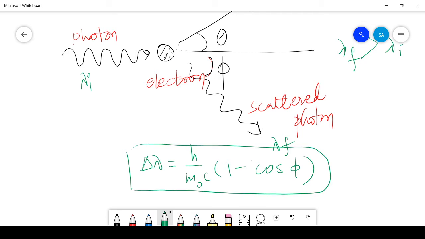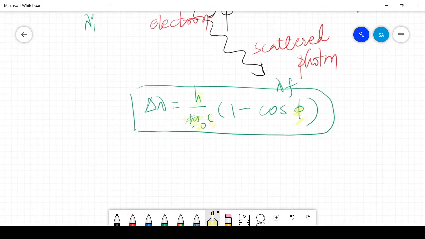Here this m naught is your rest mass, c is the velocity of light, and h is Planck's constant. All these three quantities are constants, and phi is known as the angle of scattering. So this shift in wavelength depends entirely on the scattering angle. If this angle changes, the shift will change.